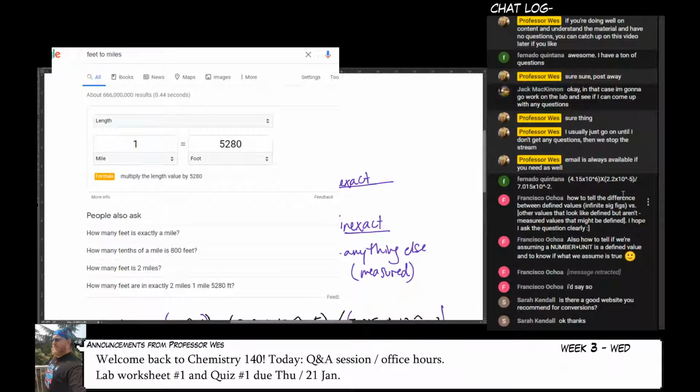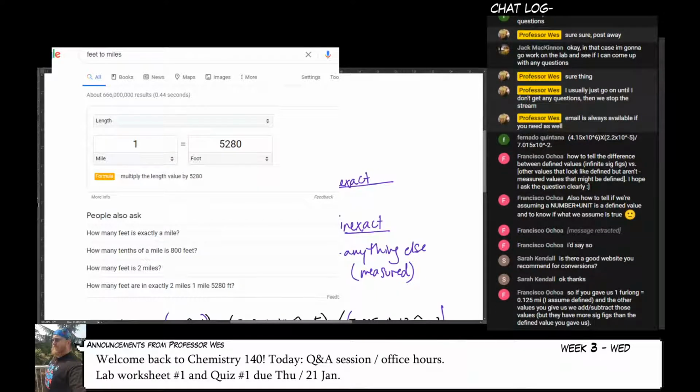It's not really possible to know from this page specifically what is exact and what's not. For example, I know that miles to feet is exact because that's a definition, but just looking at that, you wouldn't be able to tell. I think Wolfram Alpha might also do the same thing.